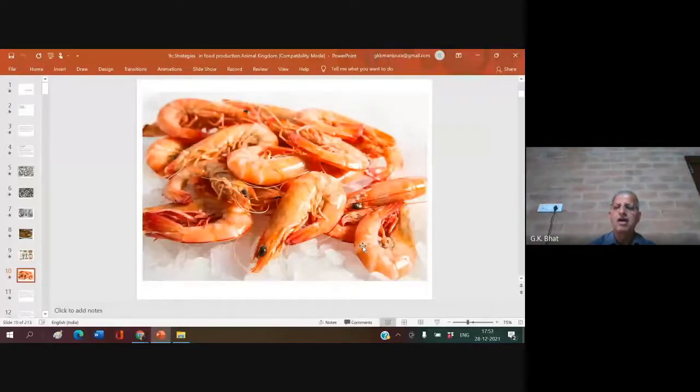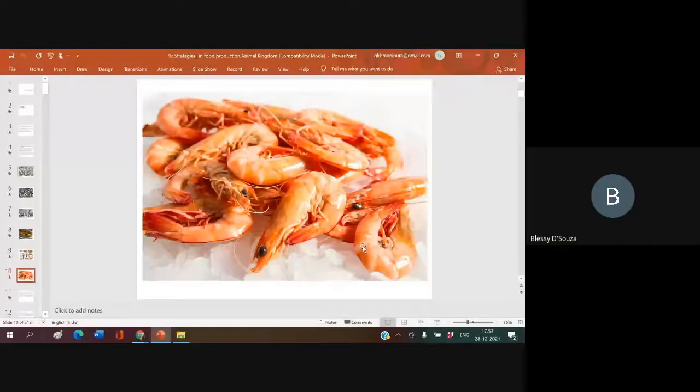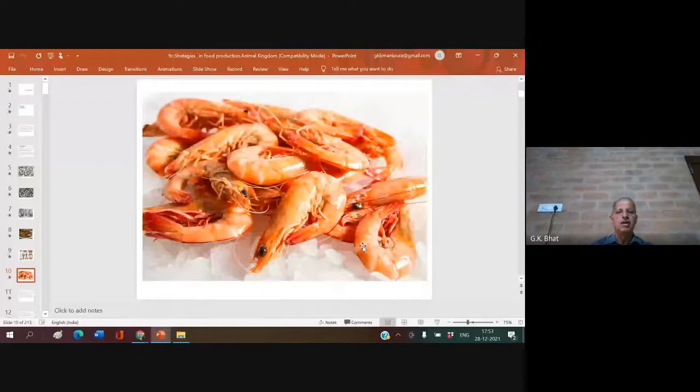Is it true, Kenisa, Aisha, Blessy? Is it used in pickle preparation? No idea? I've heard of it, sir. Okay. Anyhow, in this way we use it. These are all examples of shellfish.